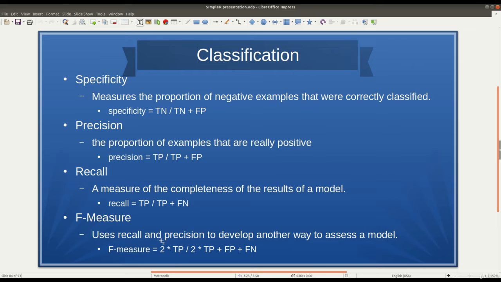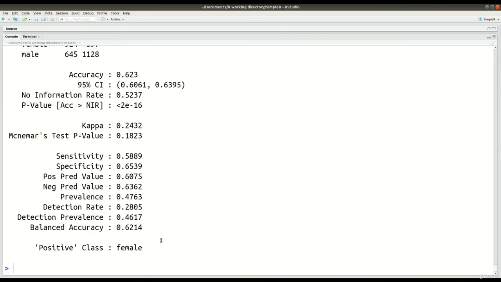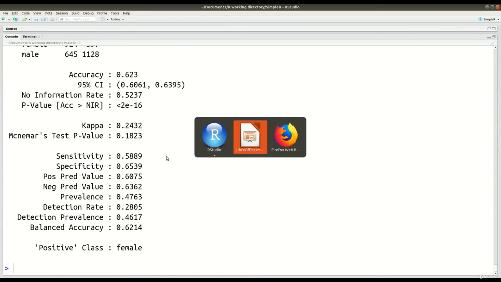That's what specificity measures. And so again, these are both on the scale of up to 1. So you can see for sensitivity, we got 0.58. Specificity, you got 0.65. It is what it is.